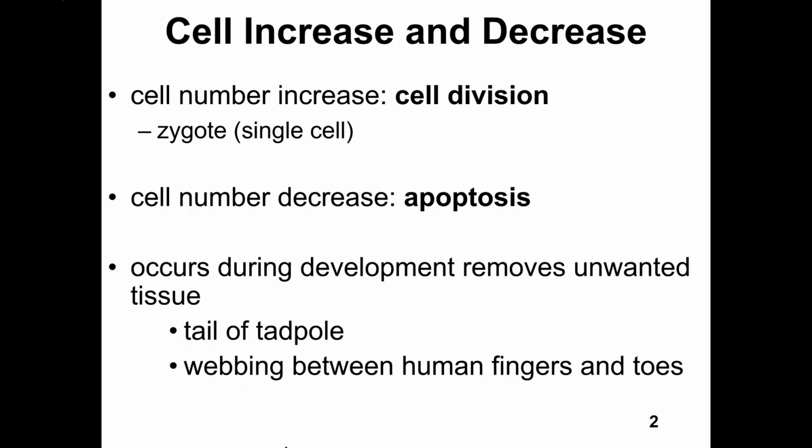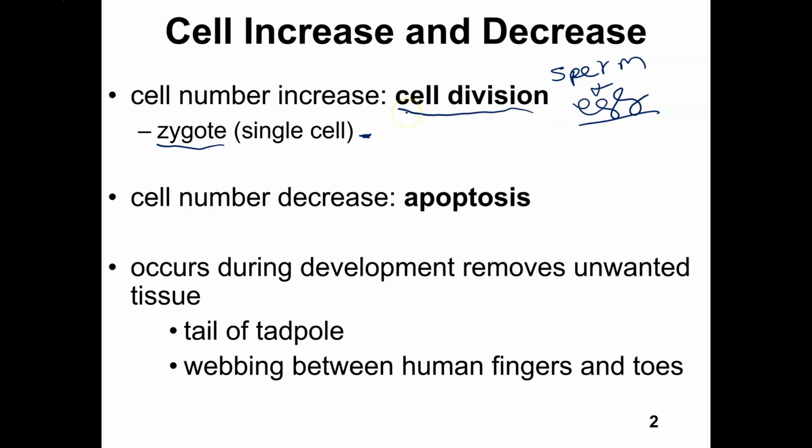So all animals started as a single cell. That single cell, all humans start as a zygote. So a zygote forms when sperm and egg come together. And this single cell then is going to go through multiple cell divisions and specializations.